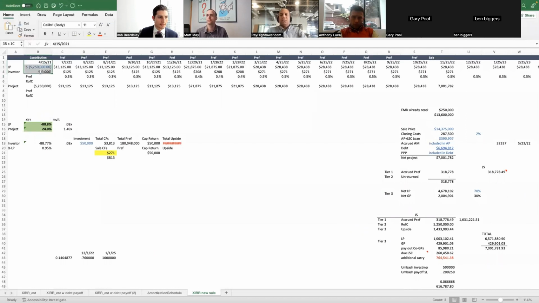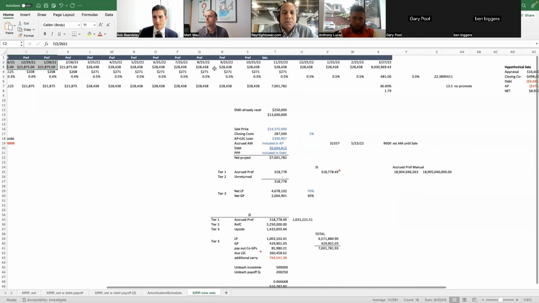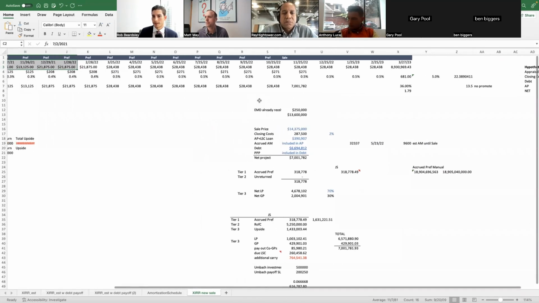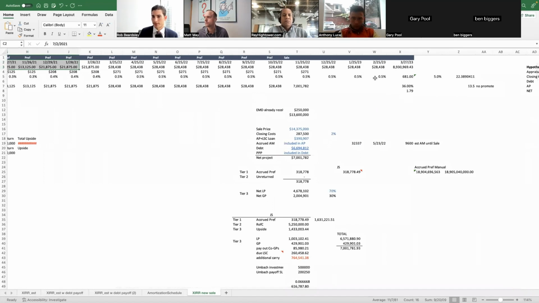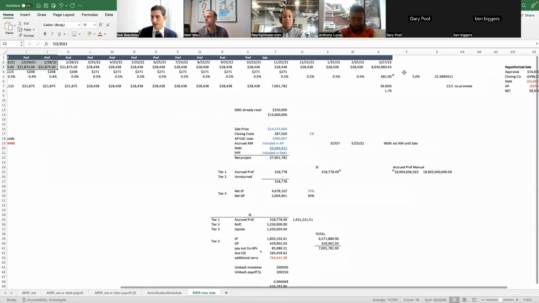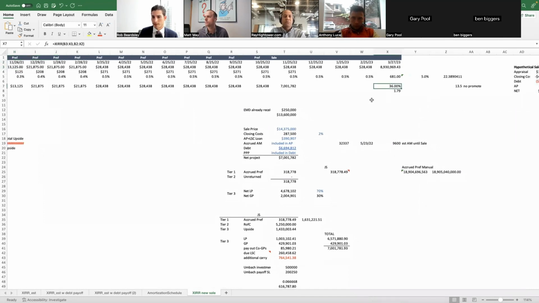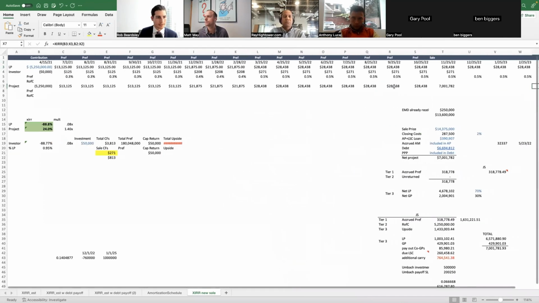So we tracked the day the investment was made. We invested $5,250,000 into the deal, and then we had cash flows along the way, and then we had a refi, and then I ran a hypothetical calculation of, okay, what if we sold the deal instead of refied at the appraised value? And that's where we came up with, I believe, this 36% IRR.